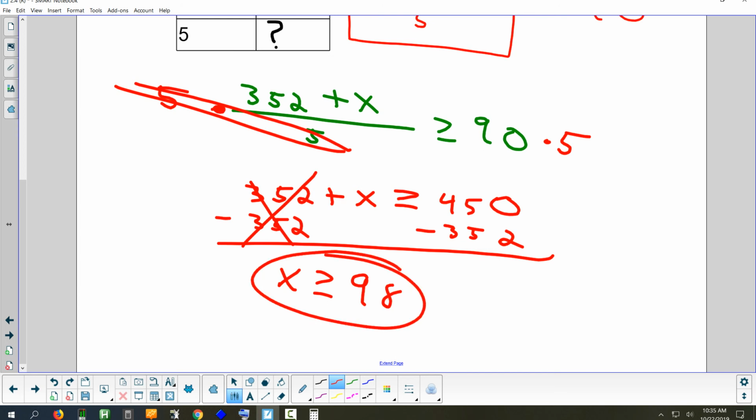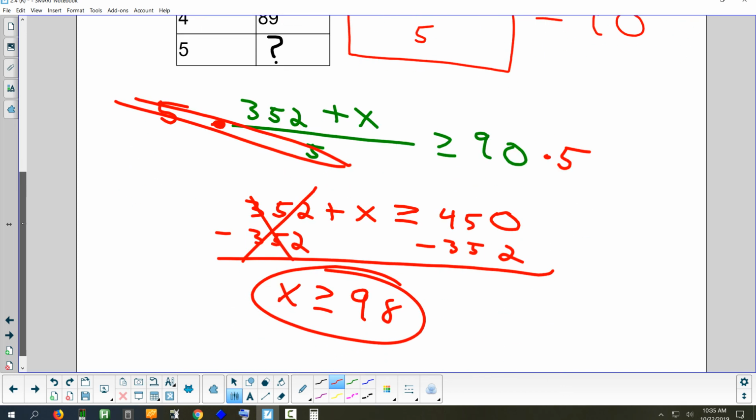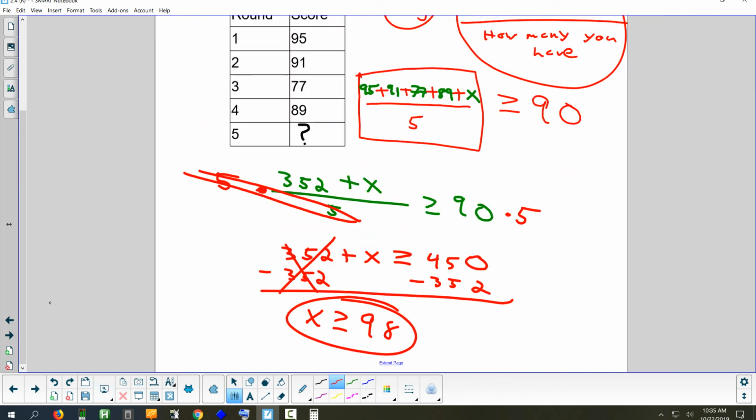So if you get a 98 or better in the 5th round, then your average will be at least a 90, which gets you to round 6 or whatever it is. Okay. Any questions on that one?